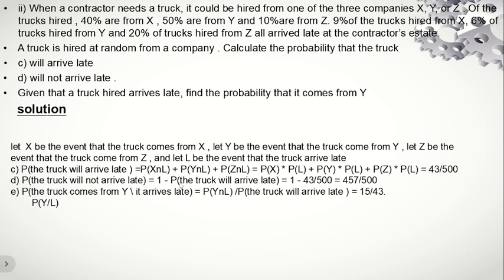If you expand this, I'm going to get the probability of Y intersection L all over the probability that the clocks will arrive late. For this case, this L here is the general L that we have calculated. So we replace the values, and you're going to get 15 over 43. You can do your own and let me know if you have the same thing.